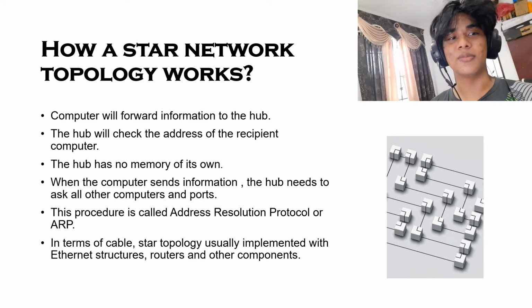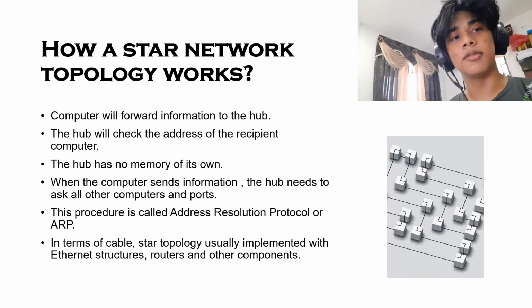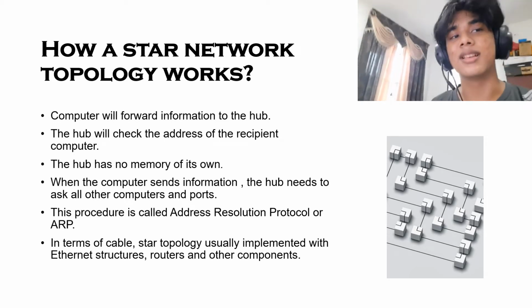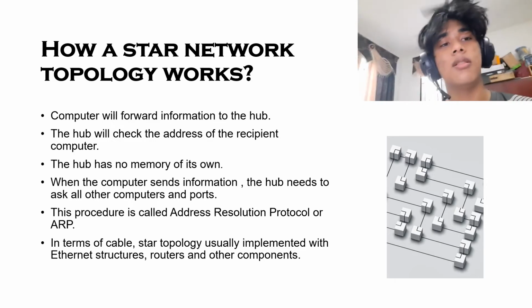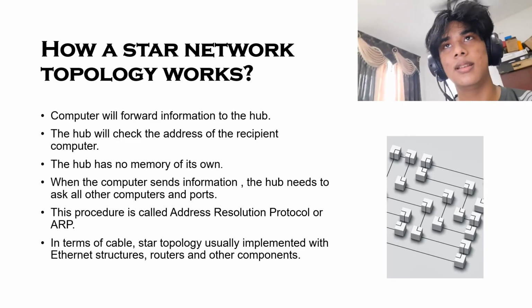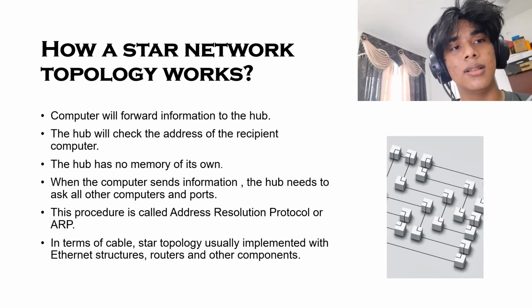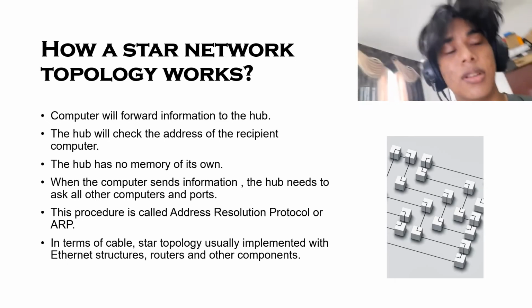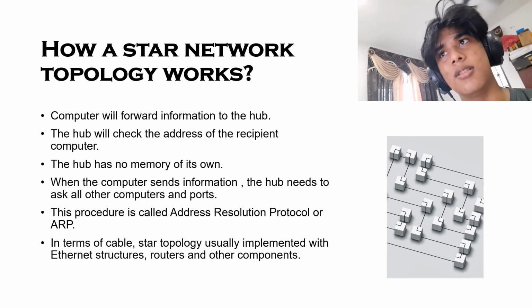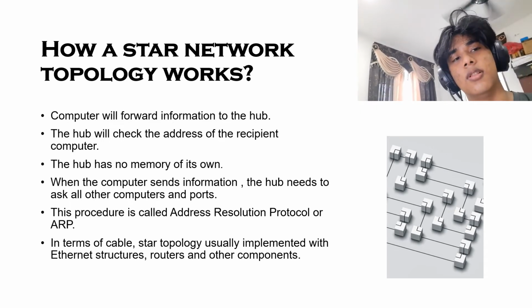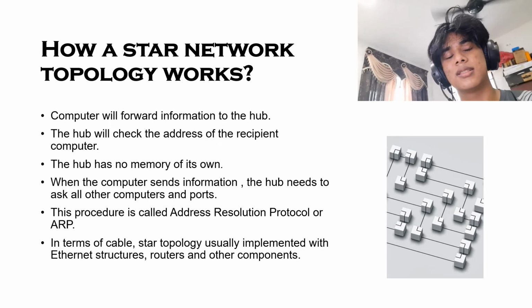Okay, let's say the first computer wants to send information to another computer. Obviously, the information will be sent to the hub first. But the hub doesn't have a memory of its own, so how does the hub decide where to send it? Essentially, the hub will try to find the correct address and send it to the computer with that address. This procedure is called Address Resolution Protocol, or ARP for short. It means the hub is just trying to find the correct address.